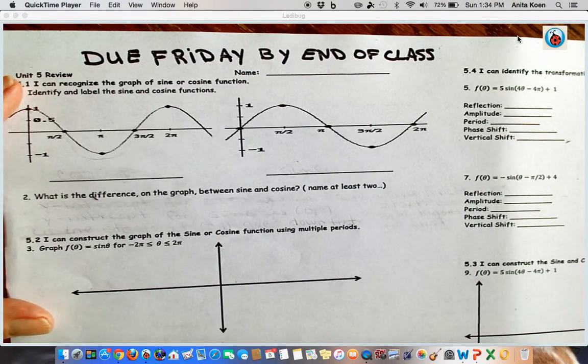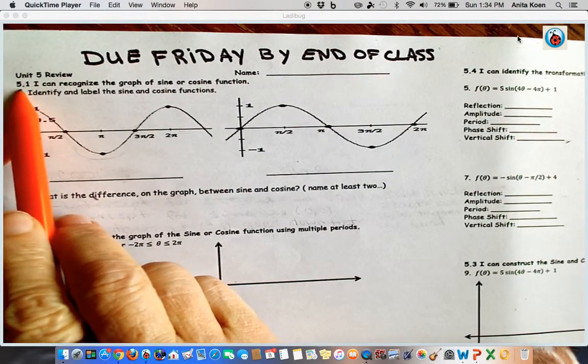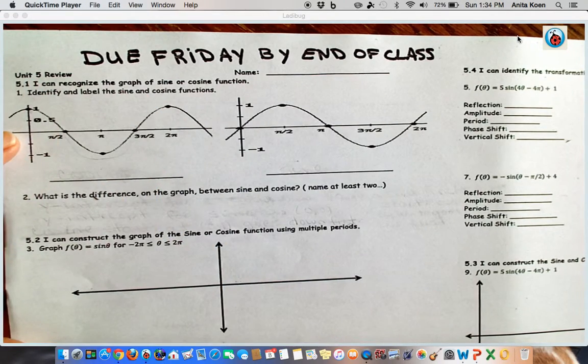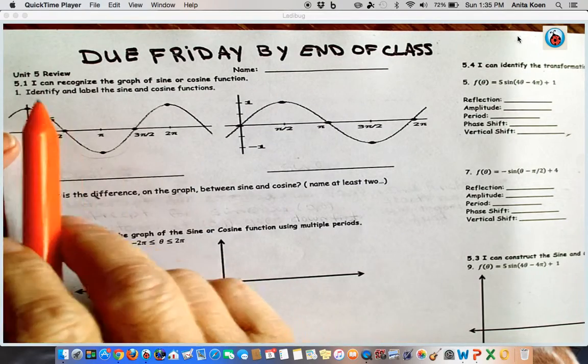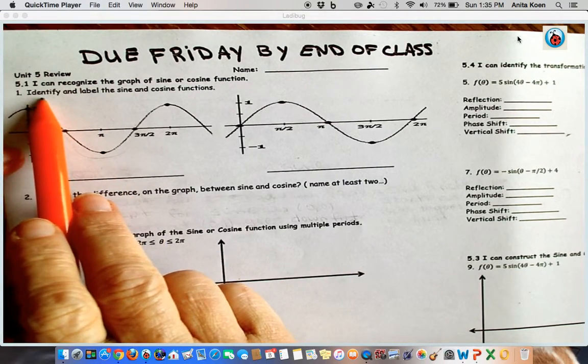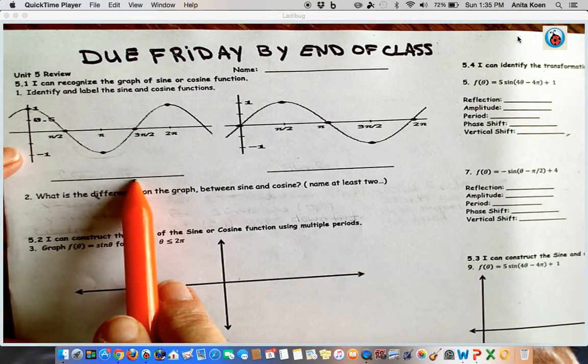All right, in this video we're going to look at learning target 5.1, I can recognize the graph of sine or cosine, and 5.2, I can construct the graph of sine or cosine using multiple periods. So the first problem here asks us to identify and label the sine and the cosine functions.